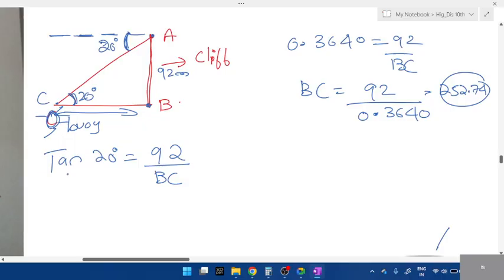Instead of that, what did I tell you? Conversion. If tan 20 is given, you have to write 1 by tan. What is 90 minus 20? Respond. Just now I taught you all. Nobody is responding. What is 90 minus 20? 70. Is this clear? The way I've written? 92 by BC. Now tell me what is tan 70?